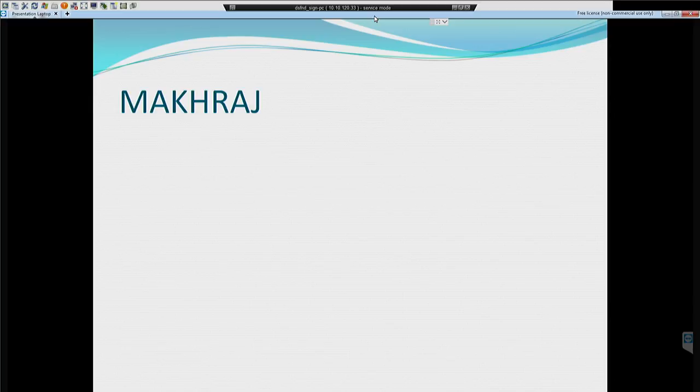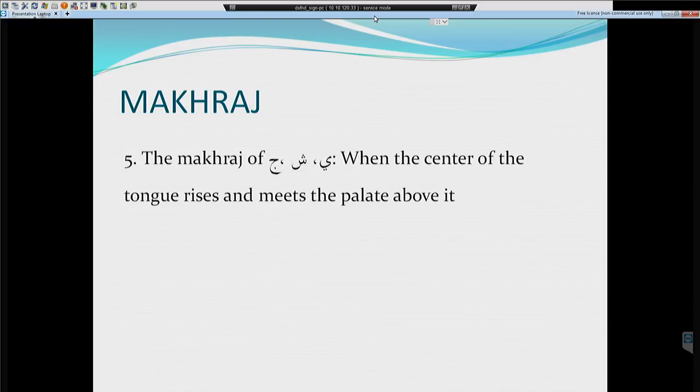Next one is the makhraj of jim, sheen, and ya. Pretty easy letters. It is when the center of the tongue rises and meets the palate. You'll notice that when you say these letters, the breath actually stops. It doesn't go through because the tongue covers the top of the mouth. So jim. Again, when you're pronouncing it, we should put the sakin. So aj, ash, and ay. You can really feel the tongue touching the top of the palate in the ya. Ay, ash, aj.